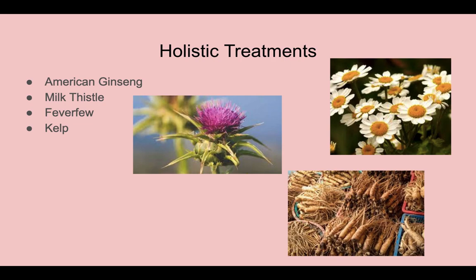Okay, so we have some holistic treatments that are mainly related to the patient. Like we said, they're not getting enough of the nutrients they need. So they might have electrolyte imbalances. Usually it's like potassium and phosphorus significantly that are off. So these holistic treatments focus mainly on trying to balance potassium, phosphorus, and other electrolytes. So we have American ginseng, milk thistle, feverfew, and kelp. The purple one is the milk thistle, the white one is the feverfew, and the brown one is the American ginseng.